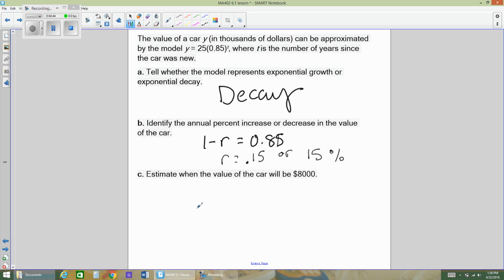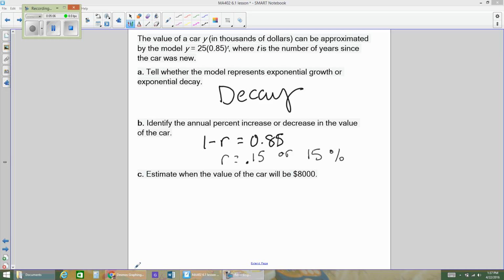Okay, it says estimate when the value of the car will be $8,000. Keep in mind they said that y was in thousands of dollars. So you take your 25 times 0.85 to the t, and we're going to plug it in. So I'm going to put you on pause so I can get it up on my Desmos. You go ahead and get it in your calculator.